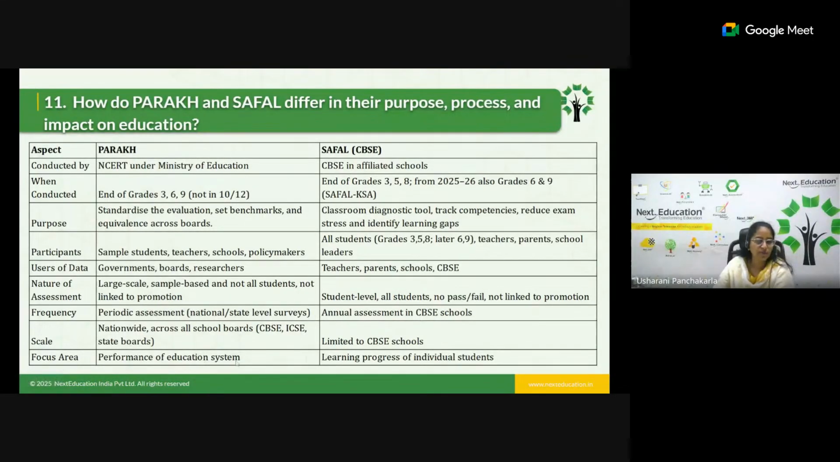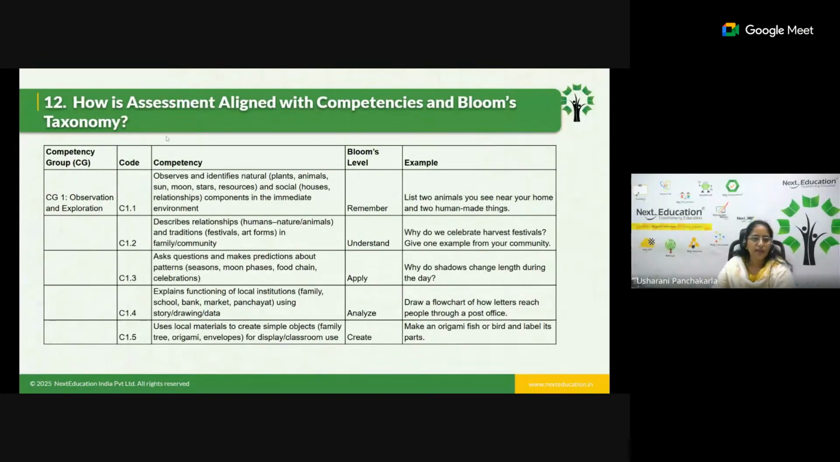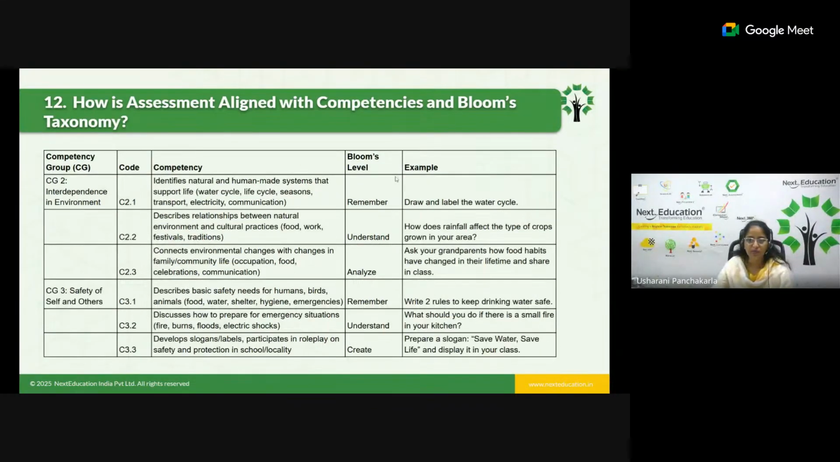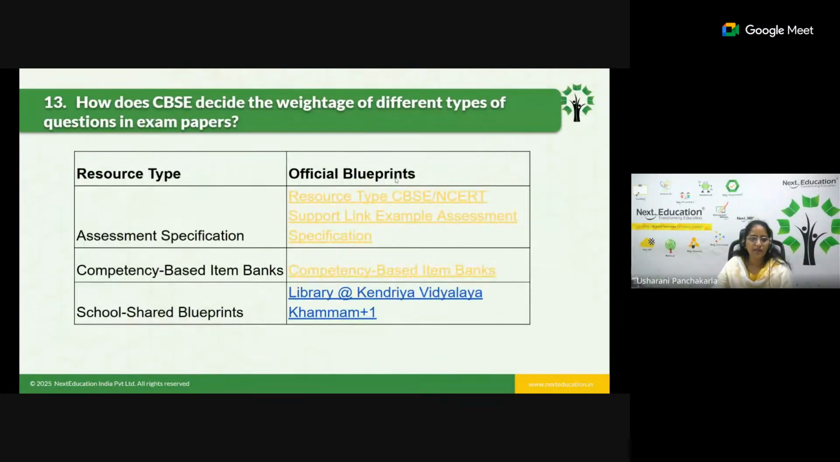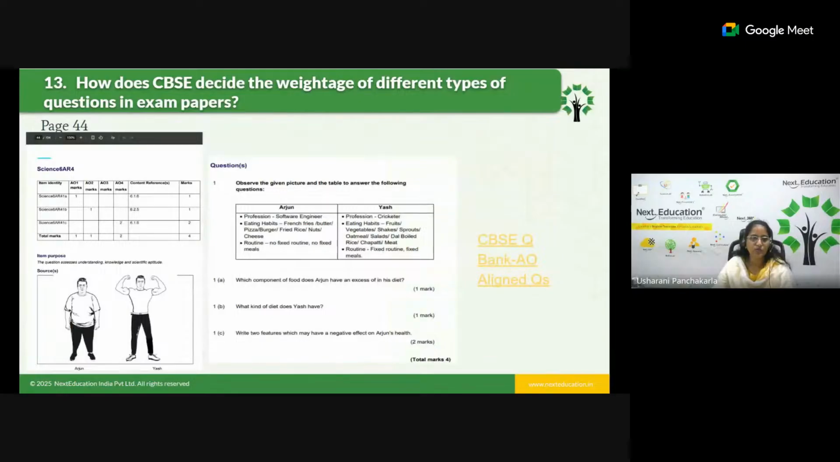The focus area is the performance of the education system and the learning progress of the individual, to find out these learning gaps and even enhance the learning journey of the student. So this is about how assessment is aligned with the competencies. I'll not take more than 4 minutes, because we will end with the blueprint.